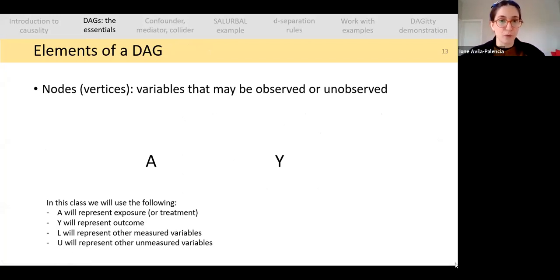First, we have what are called nodes or vertices, depending on the literature that you read. Those are mainly the variables that can be observed or unobserved. Here we have A and Y. In this presentation, we are going to use the letter A as exposure, Y as outcome, L as a measured variable, and U as an unmeasured variable.